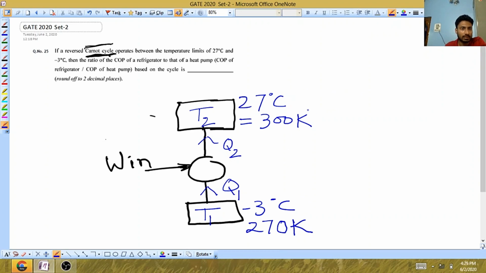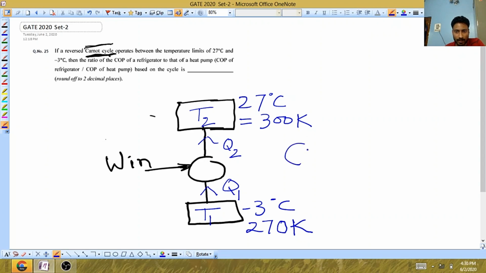Now what they are saying is the ratio of the COP of the refrigerator to that of the COP of the heat pump. What is COP? COP is the coefficient of performance. Like for an engine, we use the word efficiency, but in the case of a work-consuming device like a refrigerator or heat pump, we use COP. COP means coefficient of performance rather than efficiency.